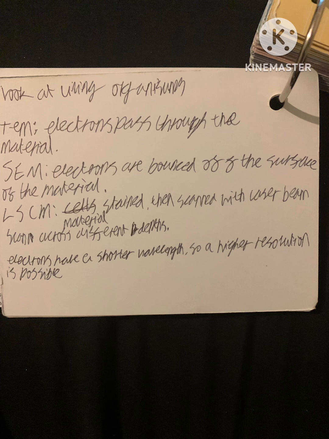To look at organisms. TEM: electrons pass through the material. SEM: electrons are bounced off the surface of the material. LSCM: the sample is stained, then scanned with a laser beam across different depths. Electrons have a shorter wavelength, so a higher resolution is possible.